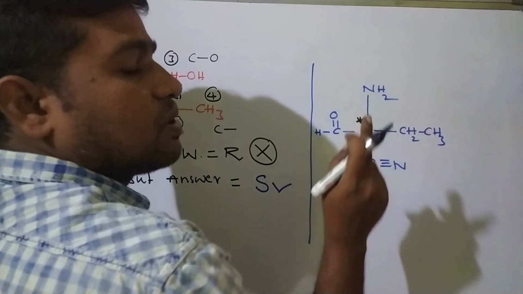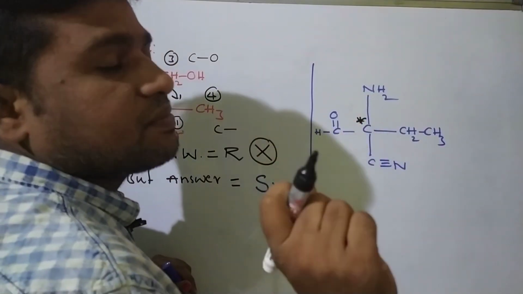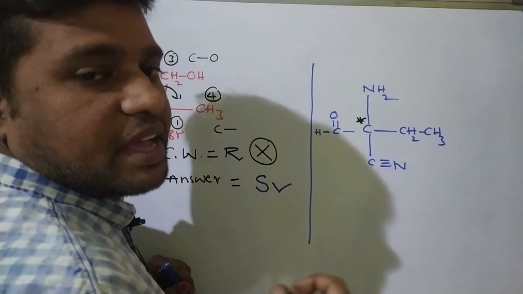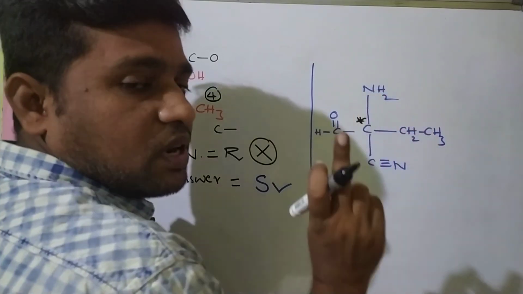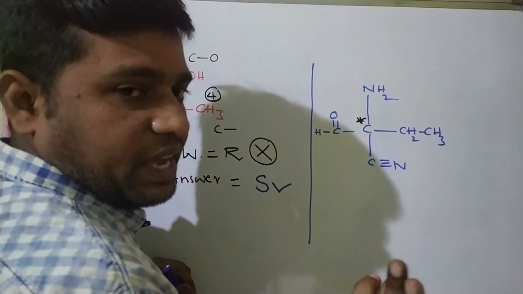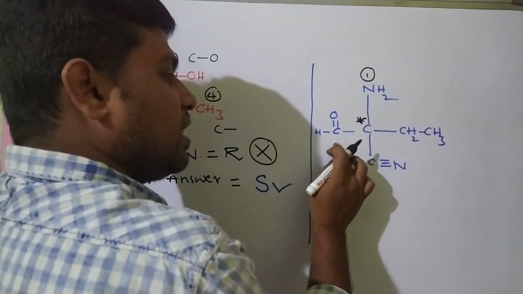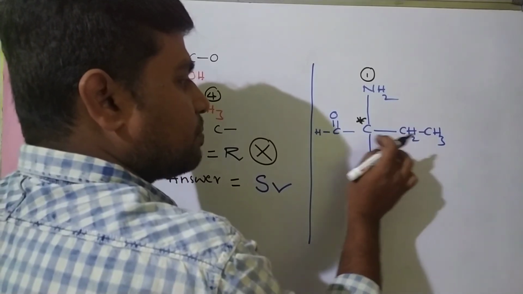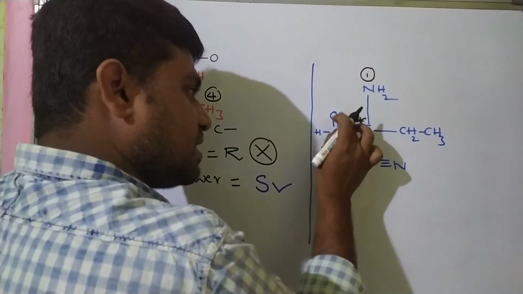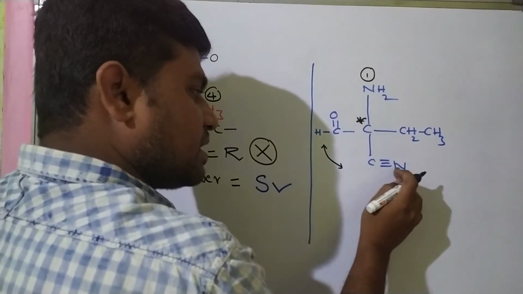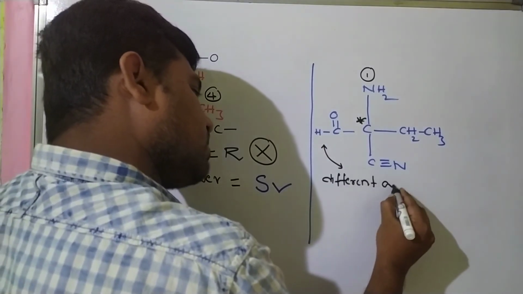So nitrogen, first of all, we will give the first priority. We will check the first rule. What is the first rule in CIP? Highest atomic number. So nitrogen, first atom. Apply the first rule. Now this will get first priority. Come to this: here carbon, carbon, carbon. Here these are different atoms. This is a double bond, C double bond O. This is a triple bond. Different atoms are involved.